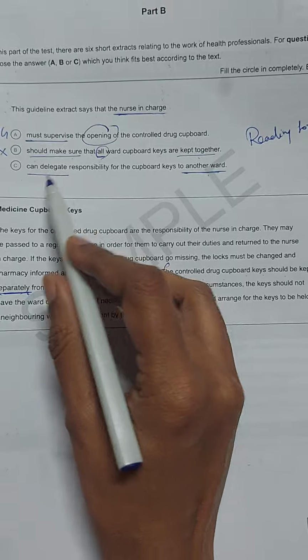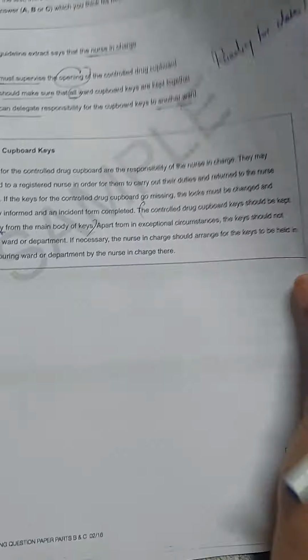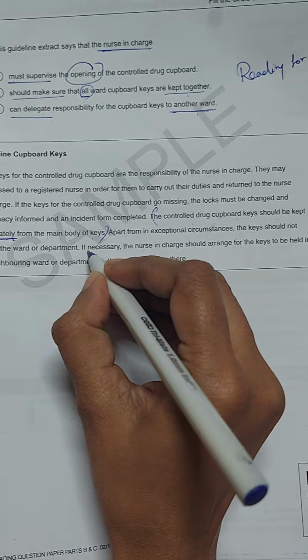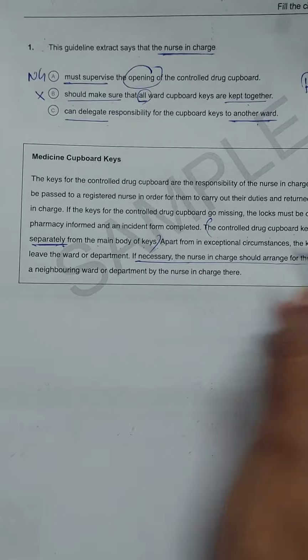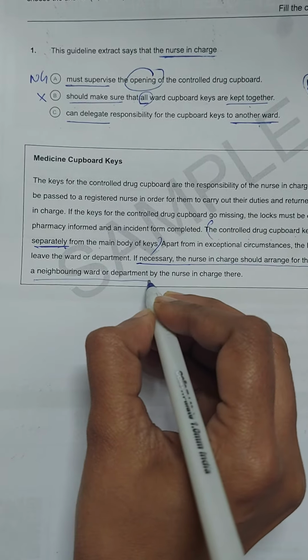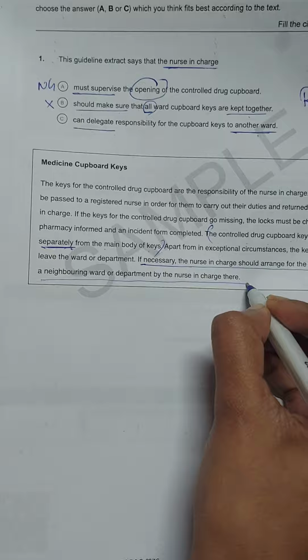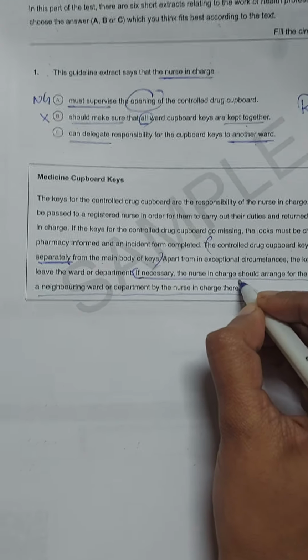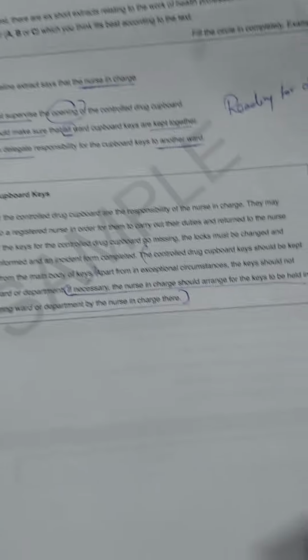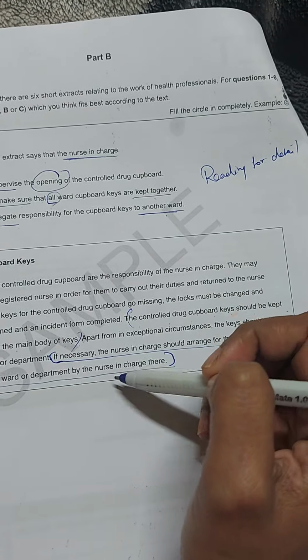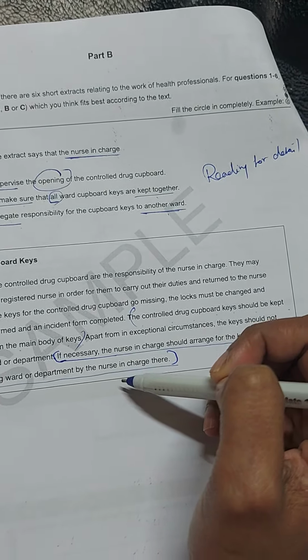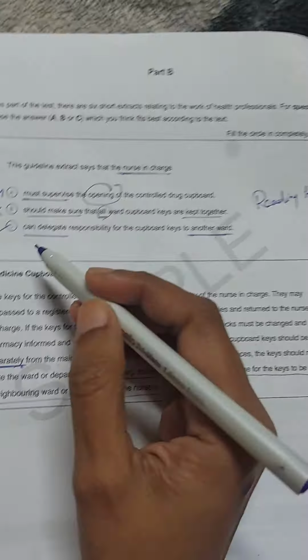So C, can delegate to another ward. It is in the last line: if necessary, the nurse in charge should arrange for the keys to be held in a neighboring ward or department by the nurse in charge there. So this states that the nurse in charge can delegate. So this is the right option. What I did, basically, is mark my keywords and code in the paragraph where it is, and C option matches, and thereby I go with answer C.